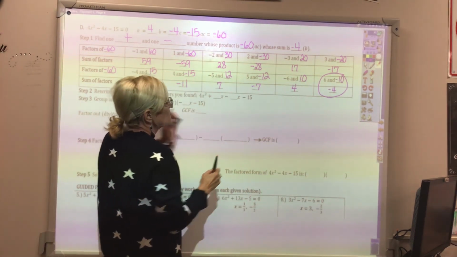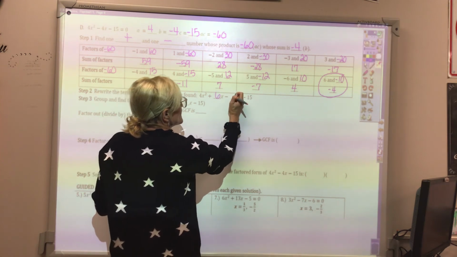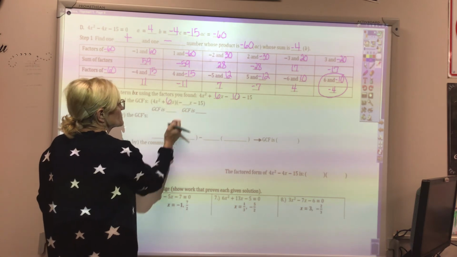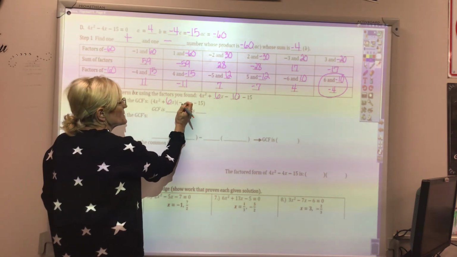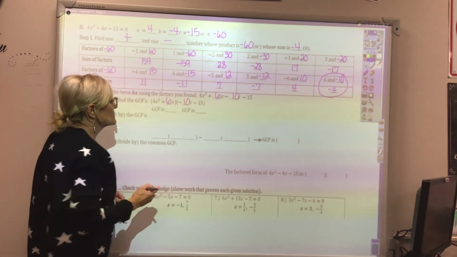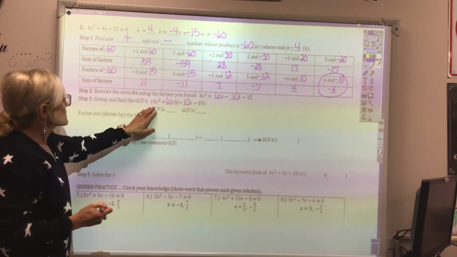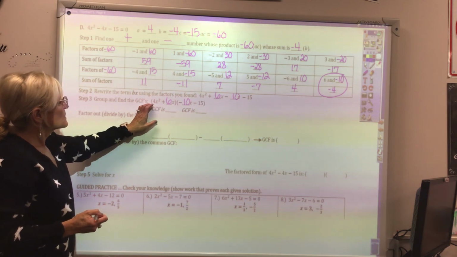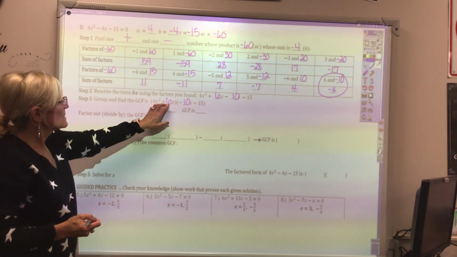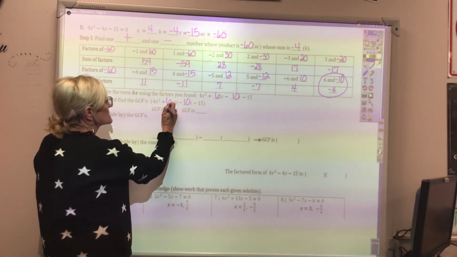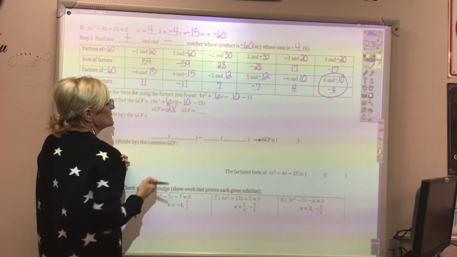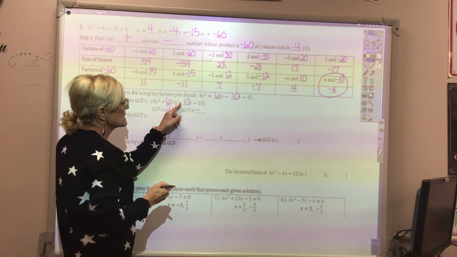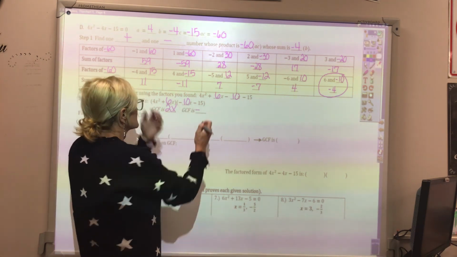So we're going to use a positive 6, a negative 10. We're going to group the first two, the 4x squared plus 6x. We're going to group the negative 10x and the minus 15. The greatest common factor, which would be the largest number that goes into both, or the largest term that goes into both 4x squared and 6x, is a 2x. Always factor out this sign. The largest term that goes into negative 10x and negative 15 is negative 5.